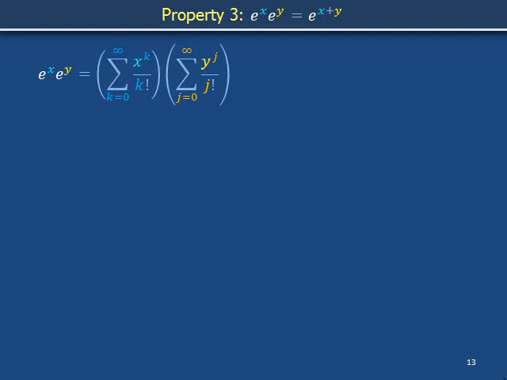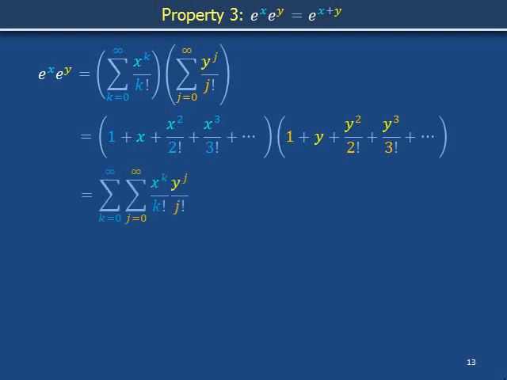The product e to the x times e to the y is represented by the product of the sum from k equals 0 to infinity of x to the k over k factorial, all of that multiplied against the sum from j equals 0 to infinity of y to the j over j factorial, or more explicitly all of this stuff. I am not reading all of that aloud.